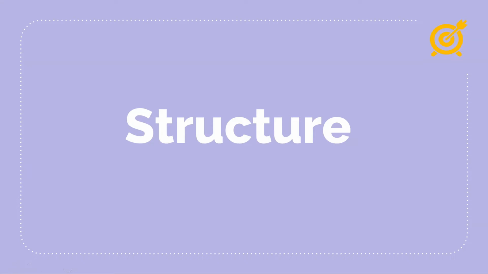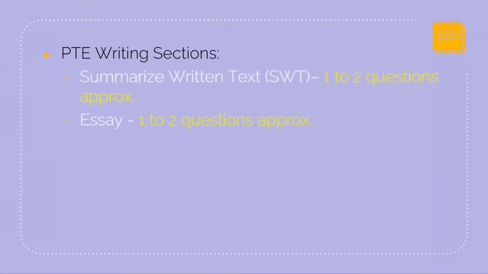Now let's have a look at the 2 writing question types. Structure. The first question type that you see in the writing section is summarize written text task, and you will get about 1 to 2 questions in the actual exam. The second question type is writing essay, and again you get about 1 to 2 questions in the exam.